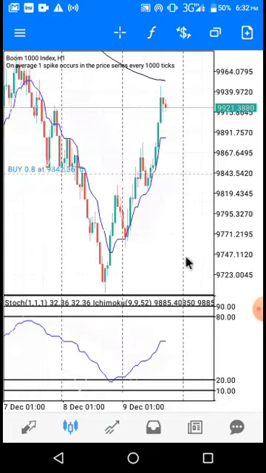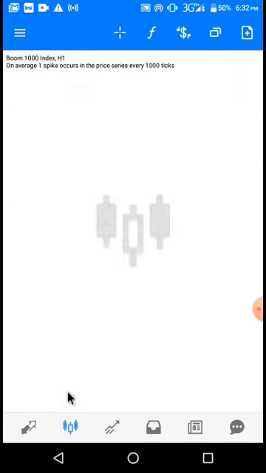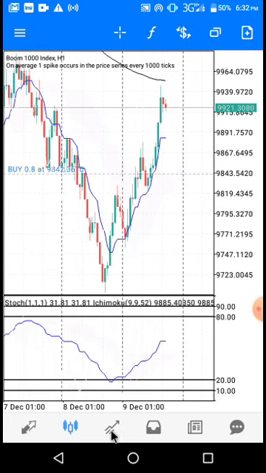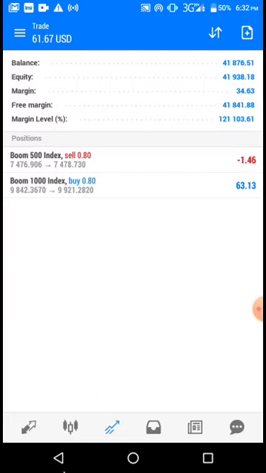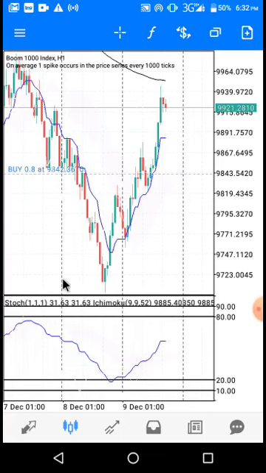Okay, so I might decide to close it because it is night already. This is about 6 p.m., so I can decide to close it, whereas I will allow Boom 500 to run. Now, if you have a small account, what should you do? I don't recommend scalping for those who have small accounts.